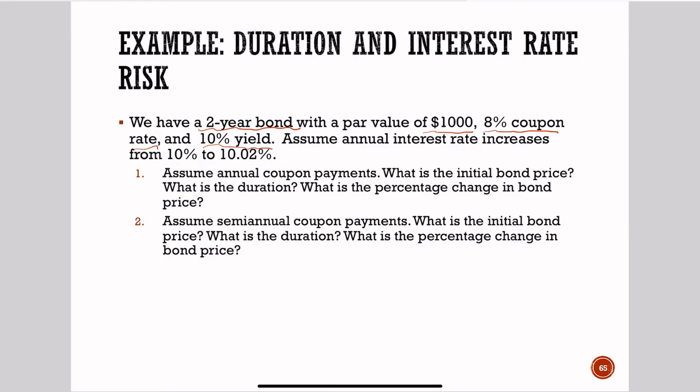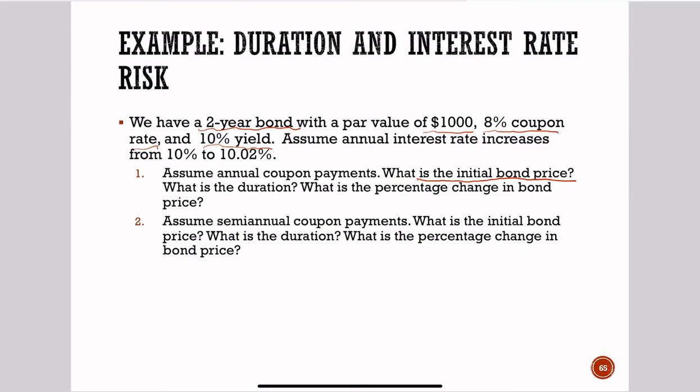Now, what is the initial bond price? What is the duration? And what is the percentage change in bond price if annual interest rate increases from 10% to 10.02%? The first question is actually pretty simple, right? About initial bond price. Obviously, you could use your calculator. But here, because we have a 2-year bond, let's just use the hand calculation, because that gives us the chance to actually use the formula. So let's look at the first question.